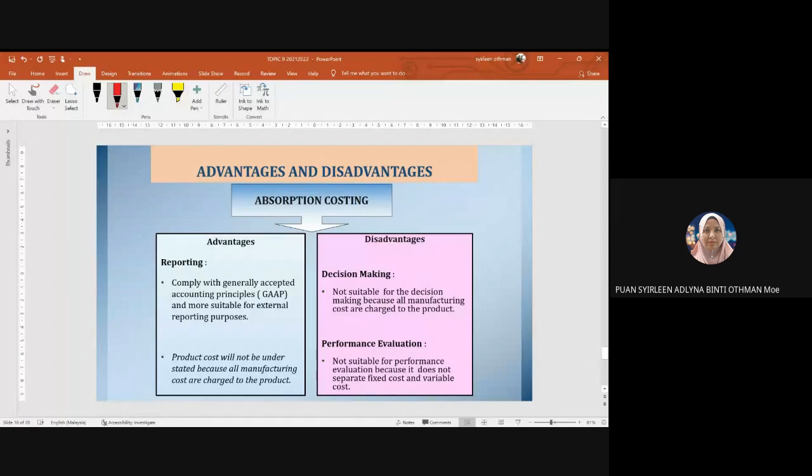This is absorption costing. Okay, so advantage dia, absorption costing tu, report dia mesti comply dengan GAAP. Okay, so bila dia comply, maksudnya semua company dekat Malaysia atau di mana-mana saja akan guna sistem atau format yang sama. So bila dia guna sistem atau format yang sama, that means it is more suitable for external reporting purpose. So kalau saya nak banding keupayaan syarikat saya berbanding syarikat lain, I can use that statement. That means I can use absorption costing statement sebab dia comply dengan GAAP. So everybody is doing the same thing.